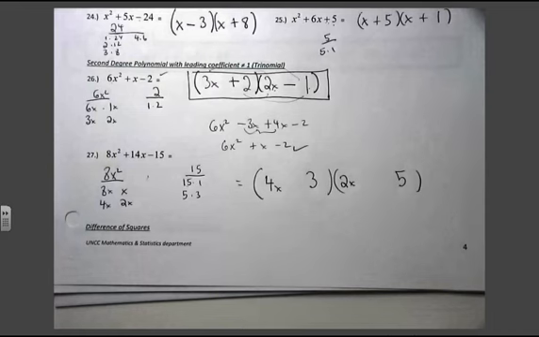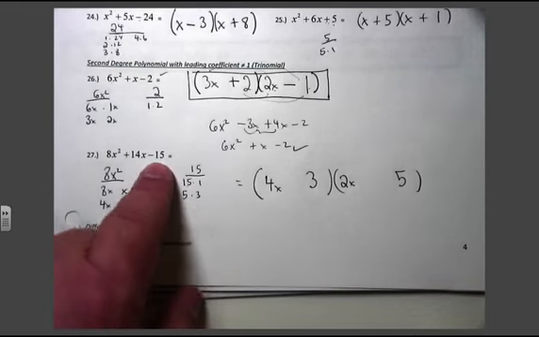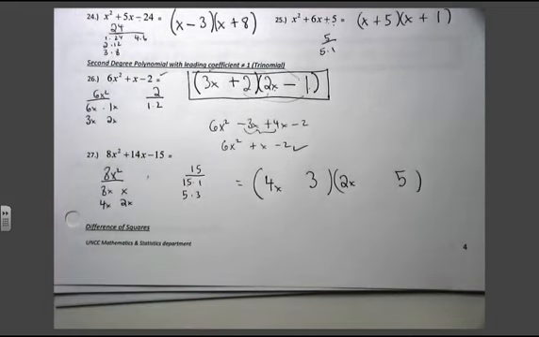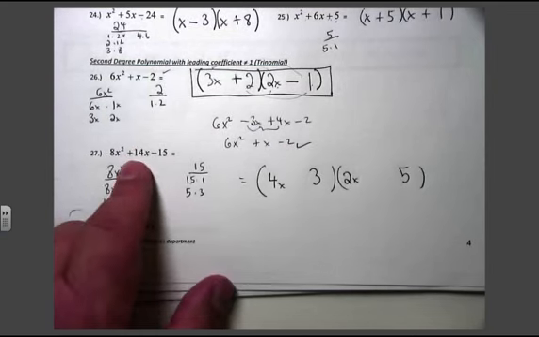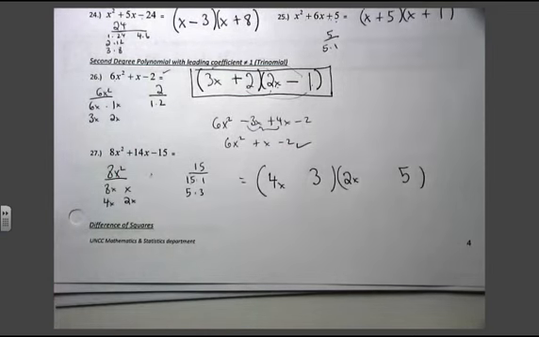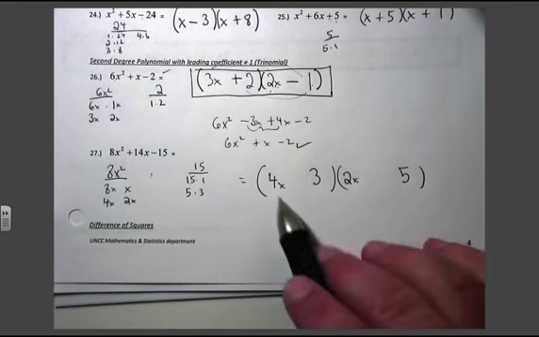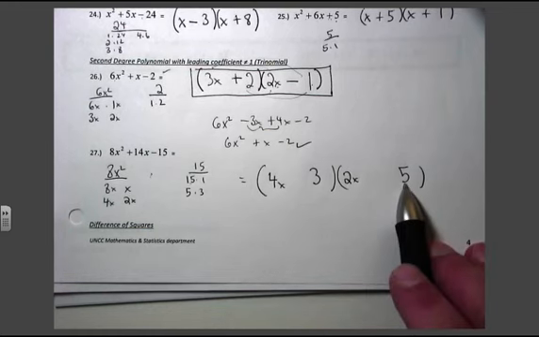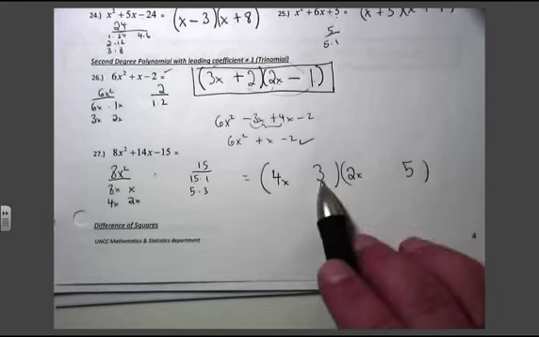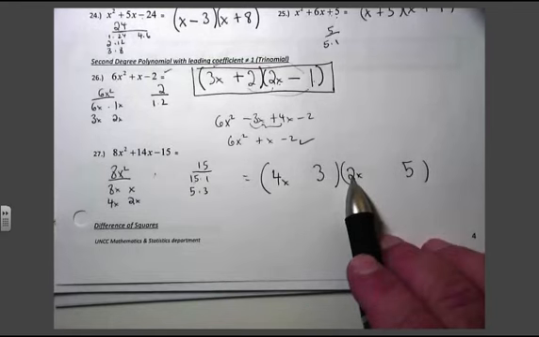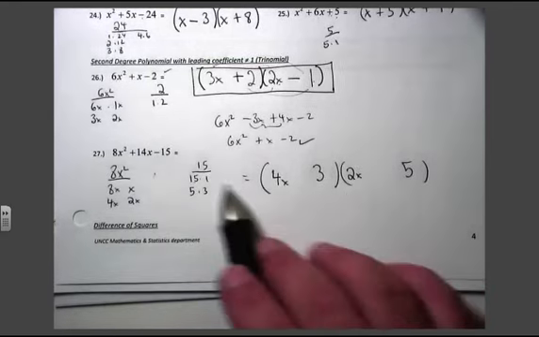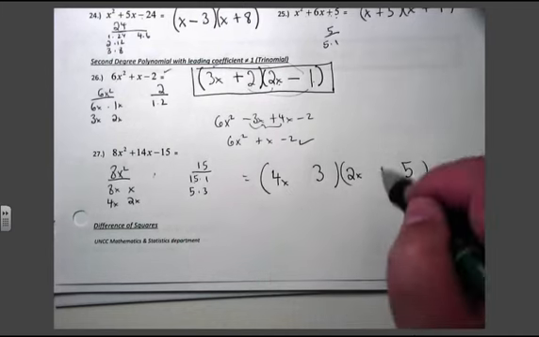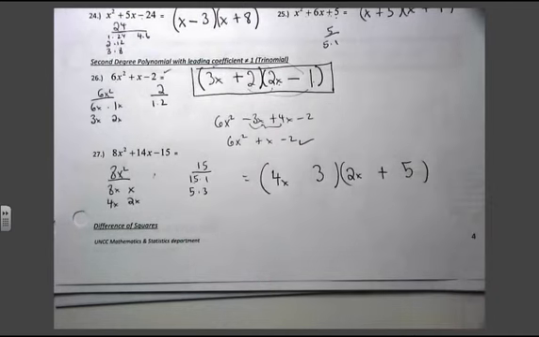Now I have to worry about the signs. It's a minus, which means you're going to have opposite signs. But because the middle term is positive, I want the bigger of my outer and inner products to be the positive term. So the 4x times the 5 gave me the what? 20. And the 3 times the 2x gave me 6x. I wanted the bigger number to be positive. So 4x times the 5, I want the 5 to be positive. And that makes the 3 the minus.